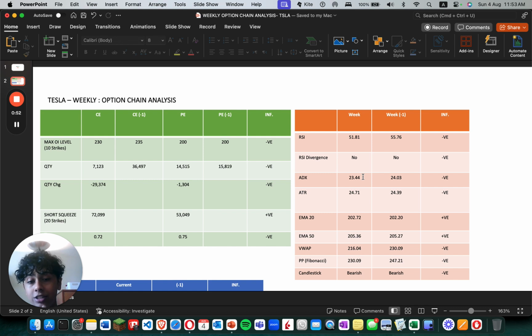EMAs are both higher, that's two positives. VWAP is lower, that's negative. Pivot point is lower, that's negative. And the candlestick is bearish.